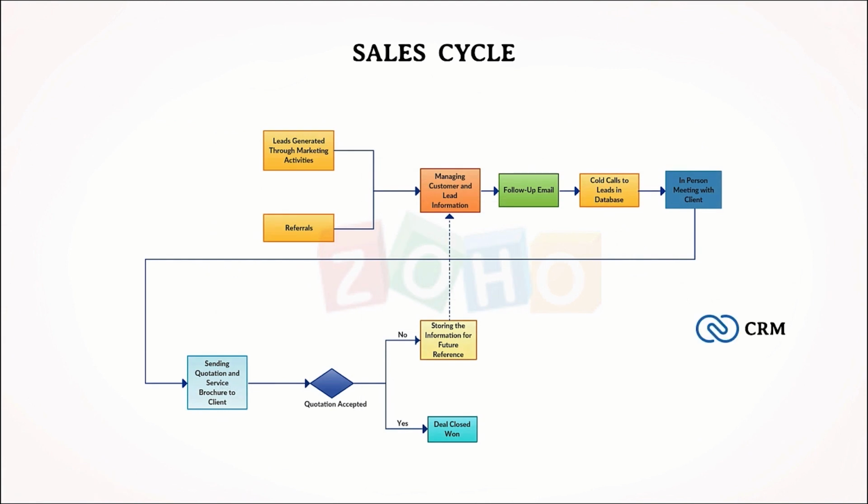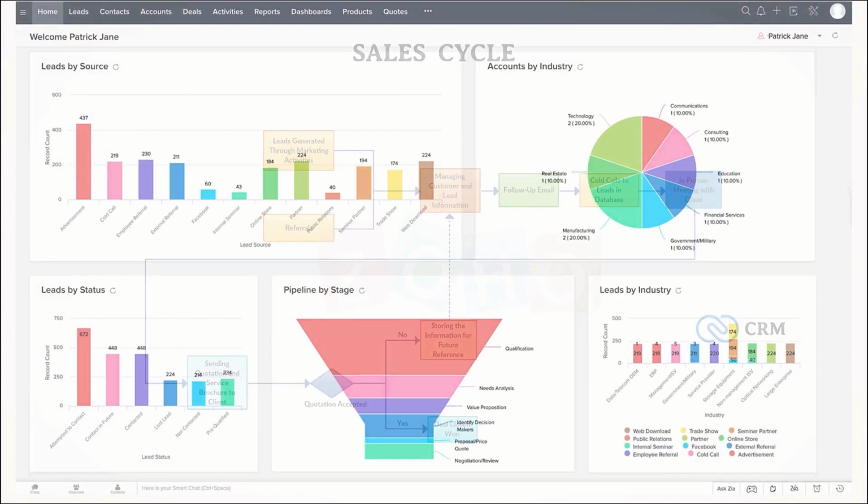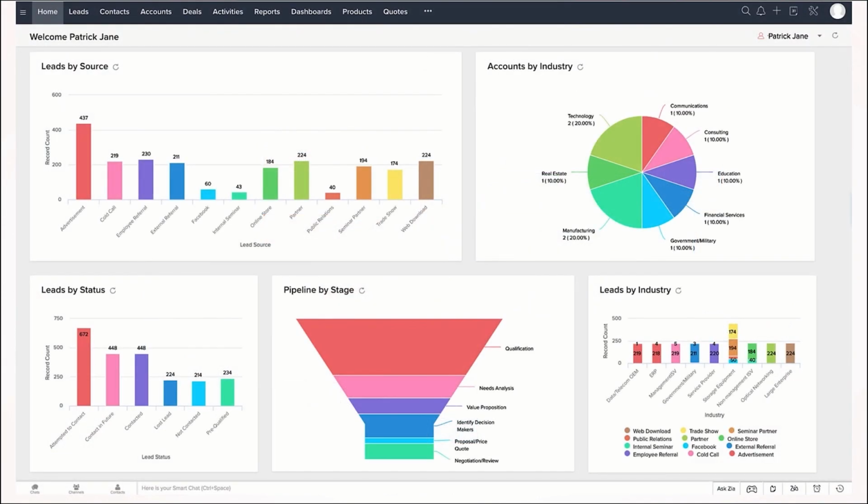Zoho CRM acts as a centralized database for managing leads and customer information. With built-in features, you will be able to manage the entire sales pipeline starting from lead generation to deal closure. This slide showcases how a dashboard can be customized so you can easily view the daily sales information you need.